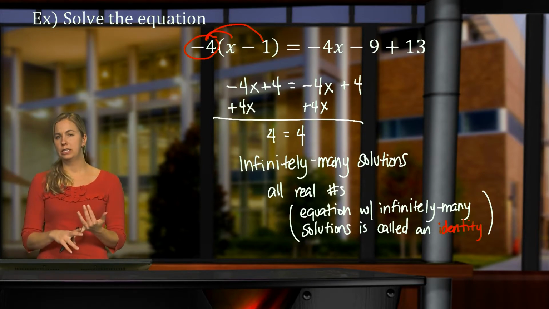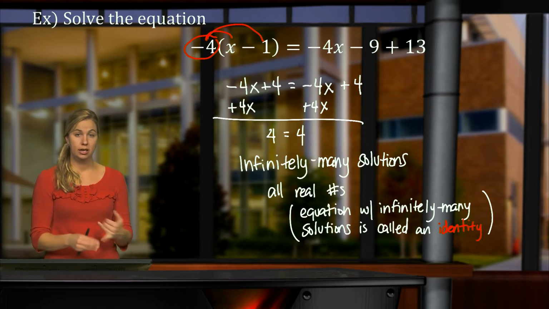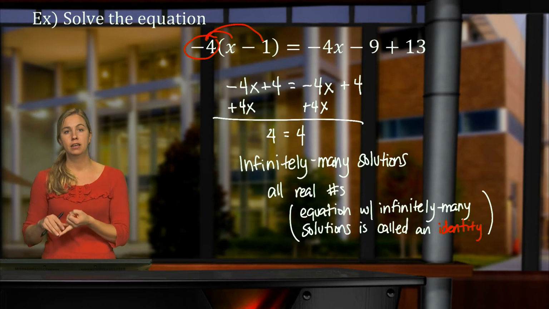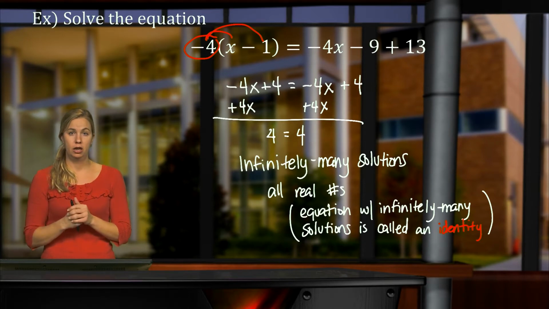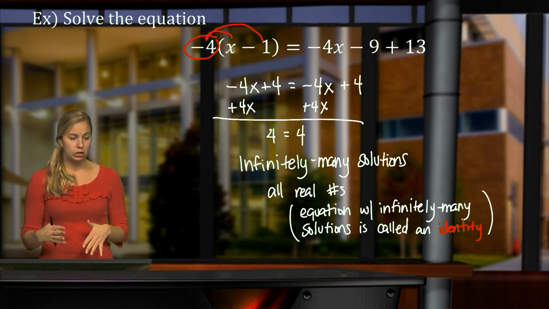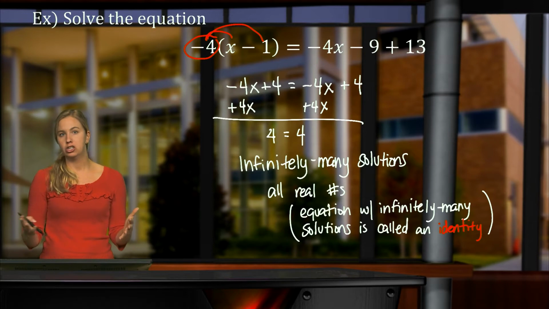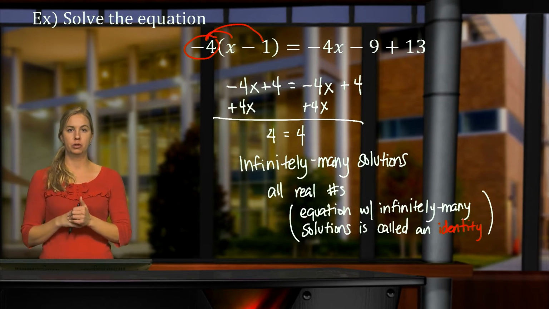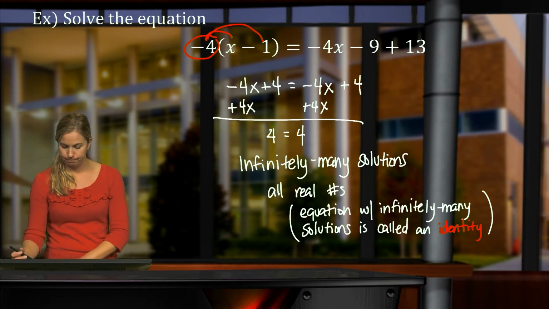Now, in the last two examples, we saw an equation that had no solutions, which was called a contradiction. And then in this example, where we had infinitely many solutions, we call that an identity. In the first examples, however, we had one solution, and an equation that has one solution is called a conditional equation. In other words, that equation is true based on a condition that x is equal to that value. So as long as there is a finite number of solutions for the equation, we call it a conditional equation.